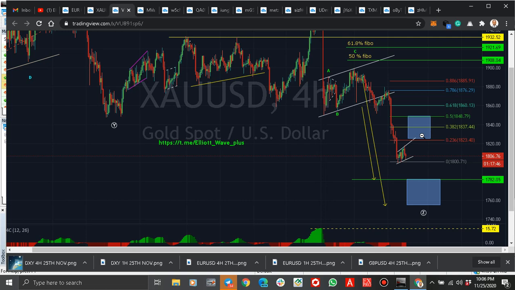I close my gold trade here, so I will enter again if the correction comes up here. That's how to trade. You follow the market. When the move stops, you take your profit and watch for next action. Okay.